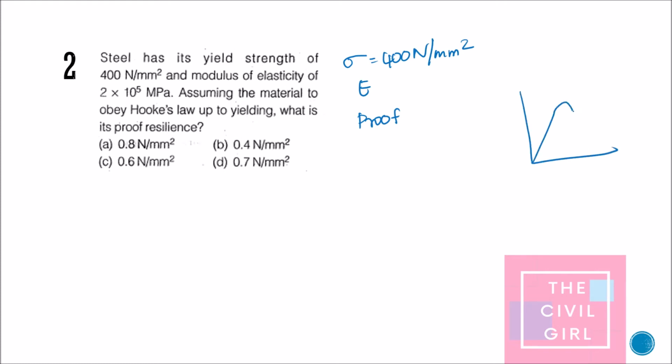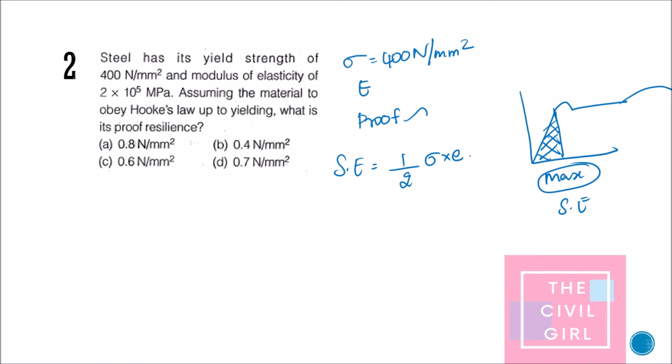In a stress strain curve, it has something like this. Until the elastic limit, the strain energy stored in the material is called resilience, and the maximum strain energy that can be stored is called proof resilience. So this is associated with strain energy. We know what is strain energy. Strain energy is equal to half into stress into strain into volume.